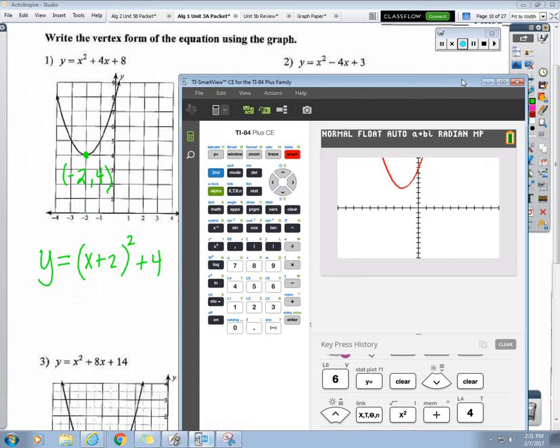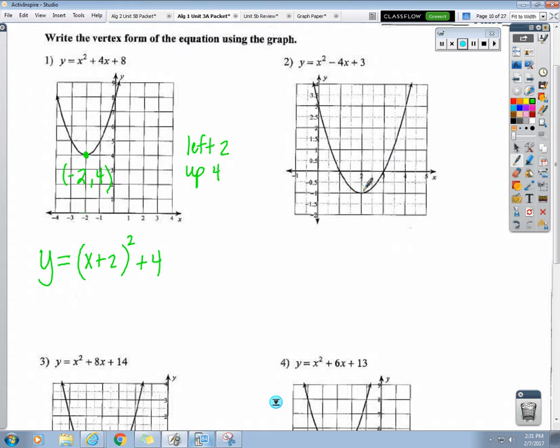Okay, so now let's try number 2. To get to this vertex, how did it shift from the origin? Right 2. You had to go right 2 on the x-axis and down 1 on the y. So, wouldn't that be positive 2, negative 1 would be its vertex?